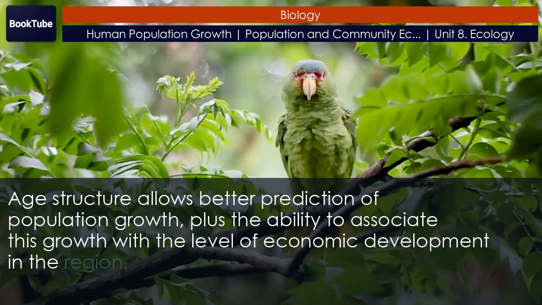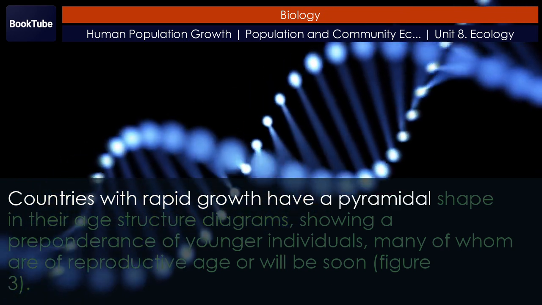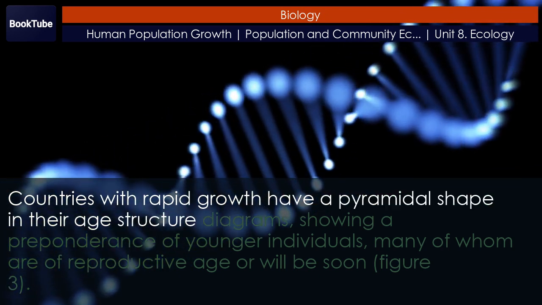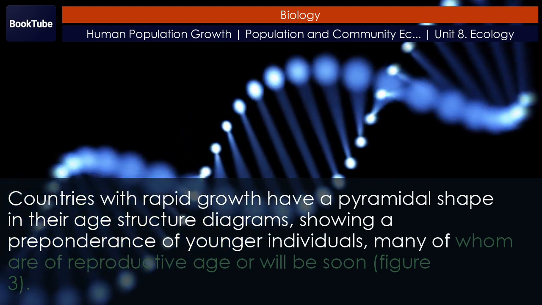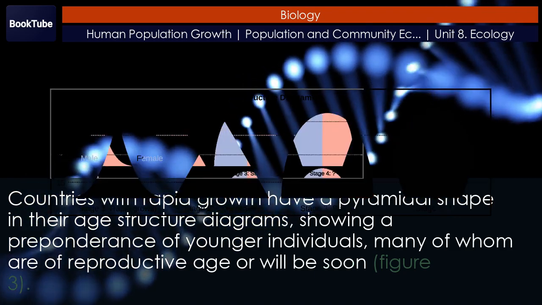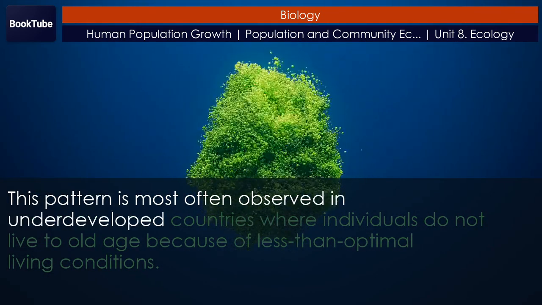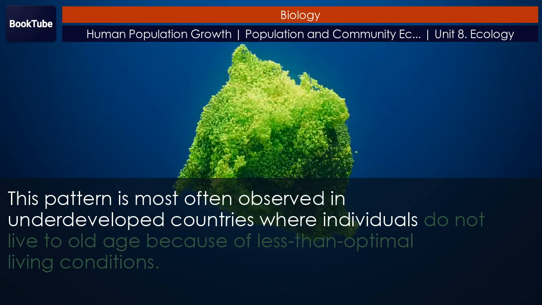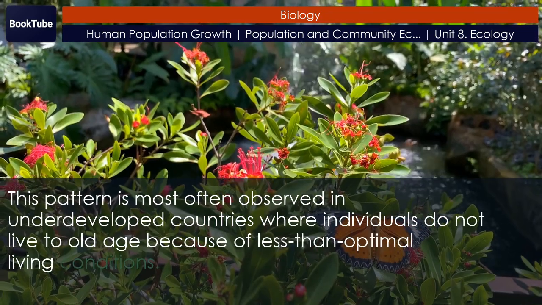development in the region. Countries with rapid growth have a pyramidal shape in their age structure diagrams, showing a preponderance of younger individuals, many of whom are of reproductive age or will be soon. Figure 3. This pattern is most often observed in underdeveloped countries where individuals do not live to old age because of less than optimal living conditions.